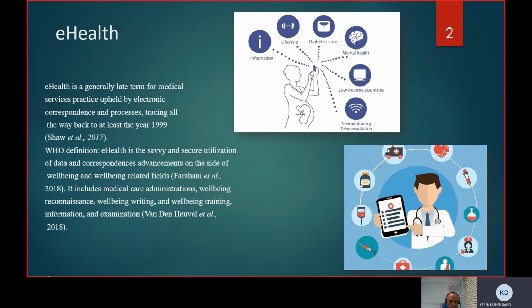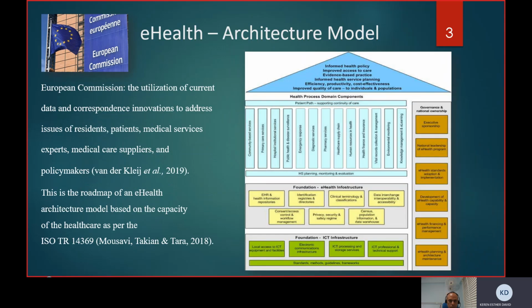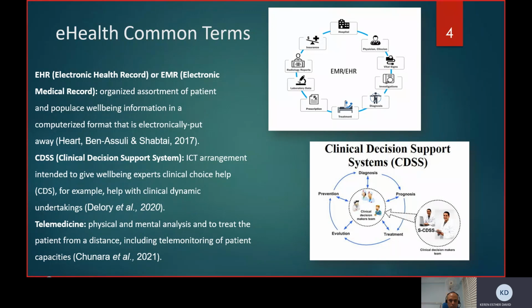Let's take a look at some of the basic terms that are used in e-health, such as EHR and EMR. EHR, electronic health records, and EMR, electronic medical records, help to gather information about patients in a digital format. Another term, CDSS, known as Clinical Decision Support System, helps professionals in healthcare to take important decisions. The final term, known as telemedicine, is generally a treatment and diagnosis of a patient from a distance.